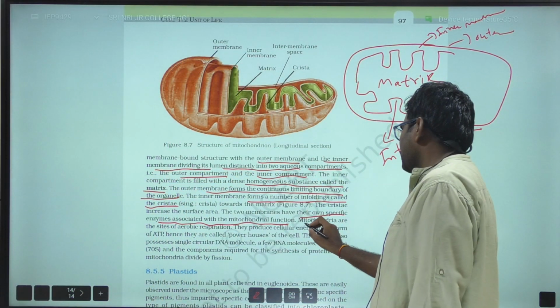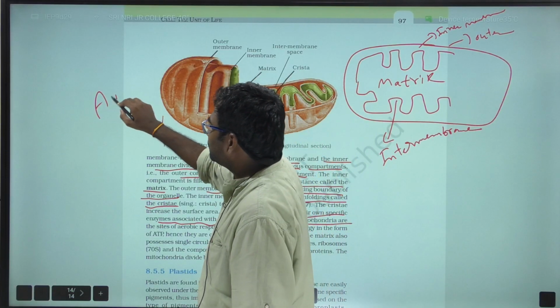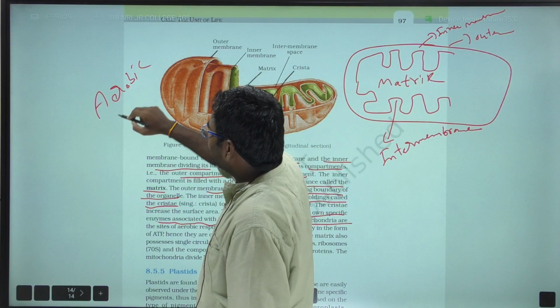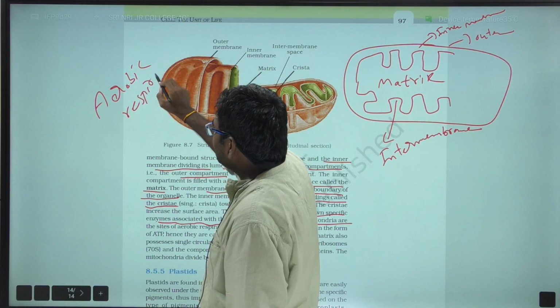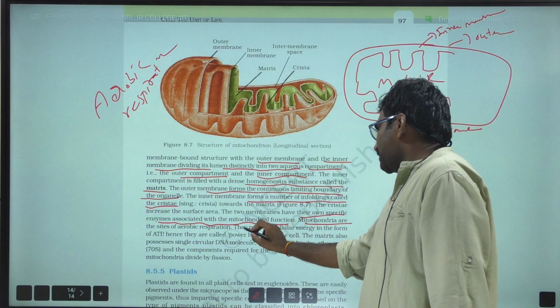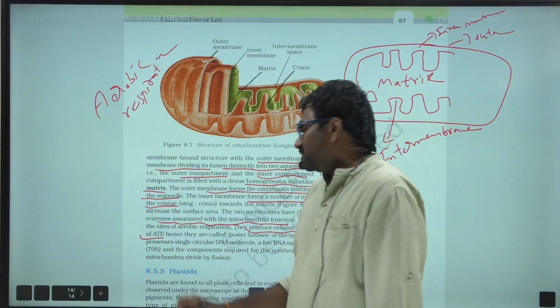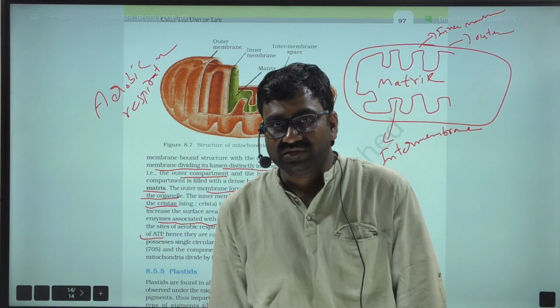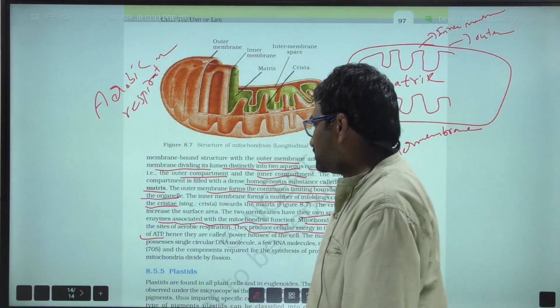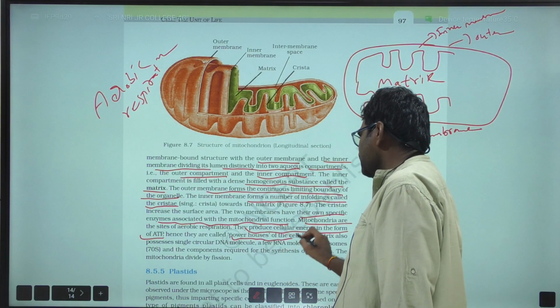Mitochondria are the sites of aerobic respiration, very very important. They produce cellular energy in the form of ATP. The Krebs cycle, that is the TCA cycle, takes place in the mitochondria. Hence they are called the powerhouses of the cell.